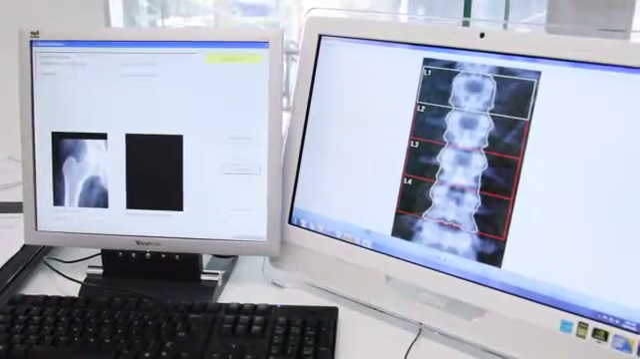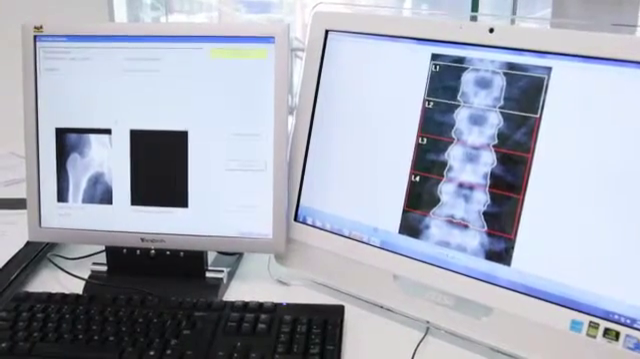Today we're going to look at two bone density scans. The bone density scans are medically referred, so essentially your doctor has asked you to go and have these two scans done, and they are used to diagnose osteoporosis.